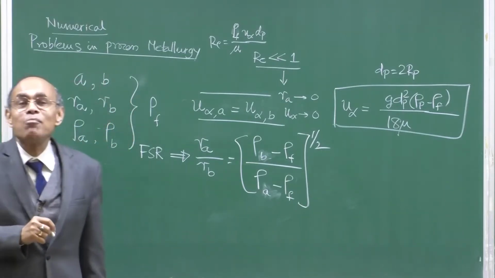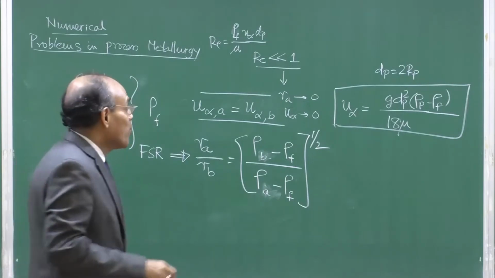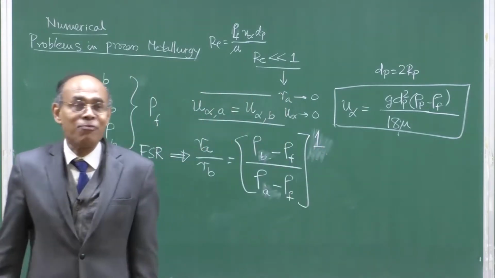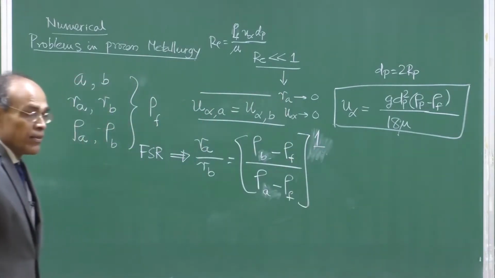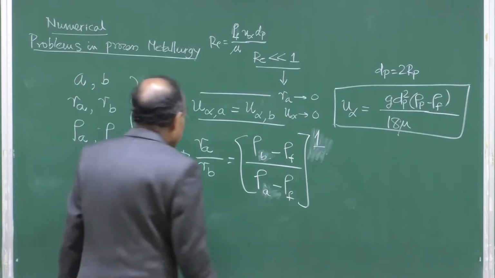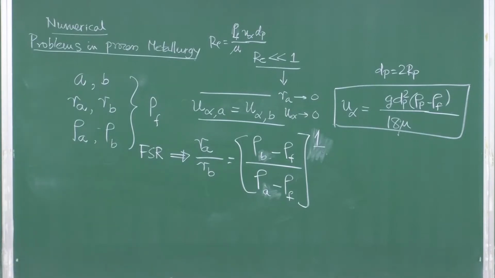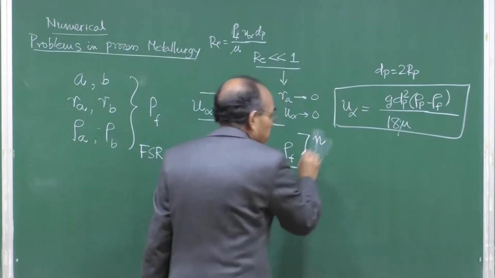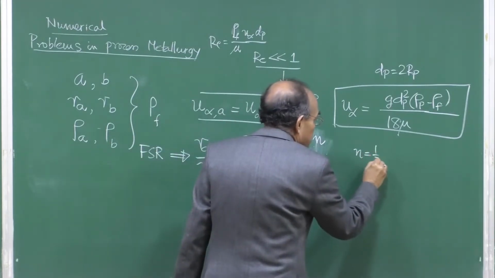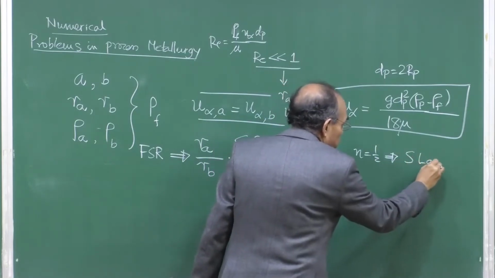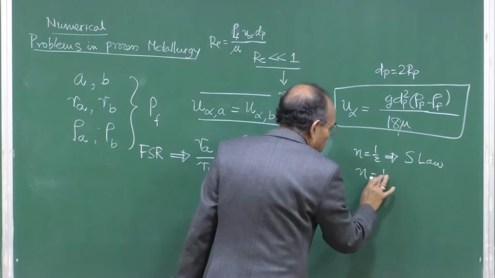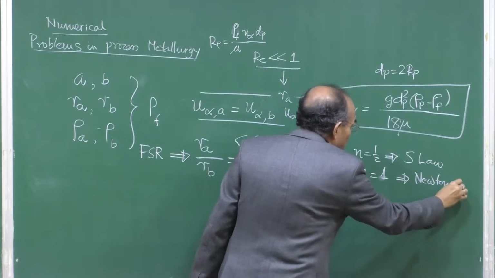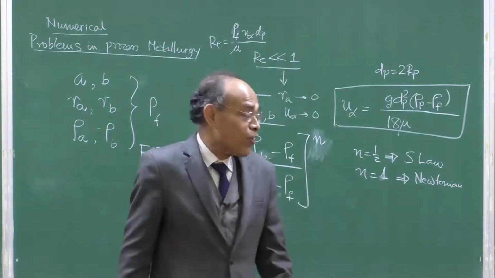If you find that the Reynolds number is not small, in that case we apply Newton's law, and in Newton's law the power is no more half, but it is 1. If we generally say that the exponent is n, then n equal to half is our Stokes law, and n equal to 1 is the Newton regime. That means the particle may be a little bit bigger, and may be settling with a little bit higher velocity.